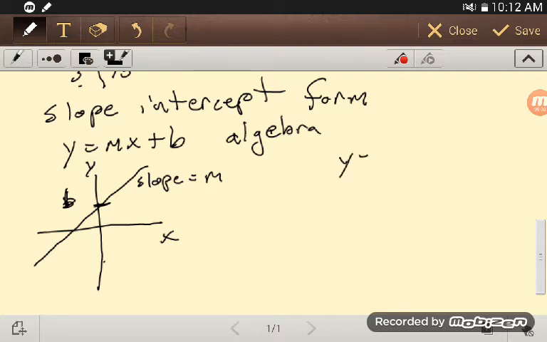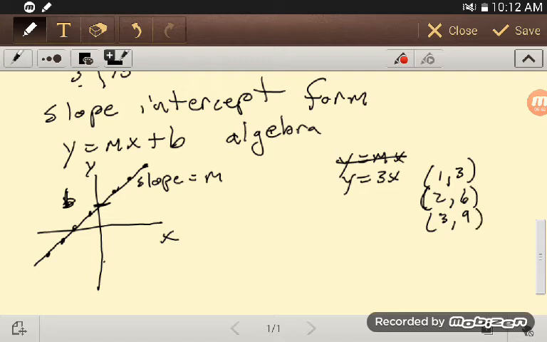So if I start with y equals mx, and think of coordinate pairs, I have all these points along a given line that satisfy this relationship. Let's actually make it y equals 3x. Then I'll use some nice numbers here. We get 1 and 3, so if x is 1, y is 3. So this is much like the table. 2 and 6, 3 and 9, and so forth.